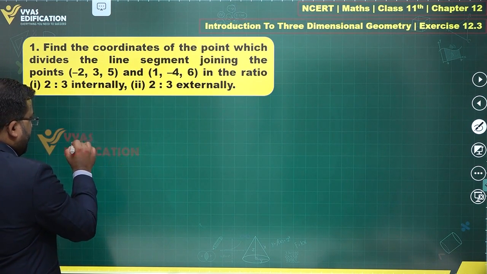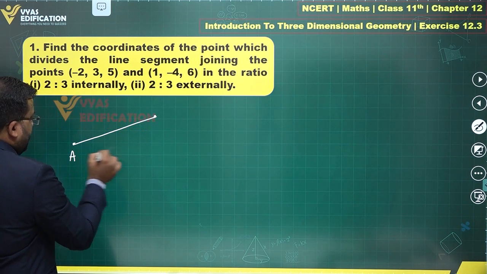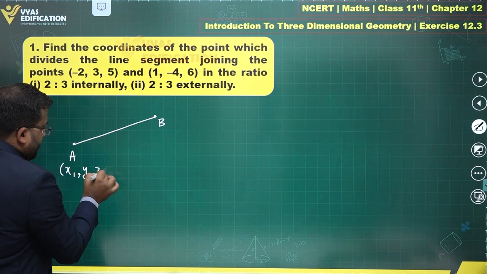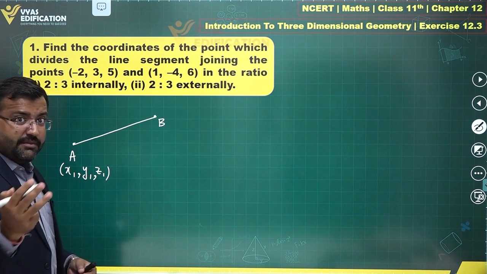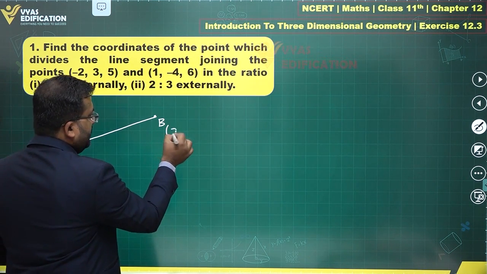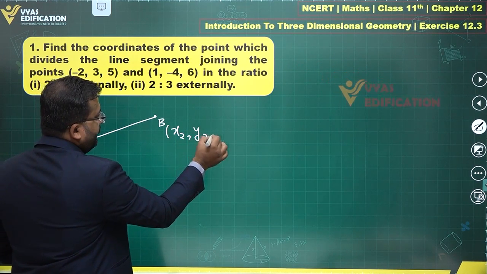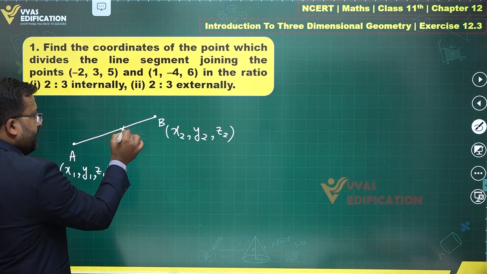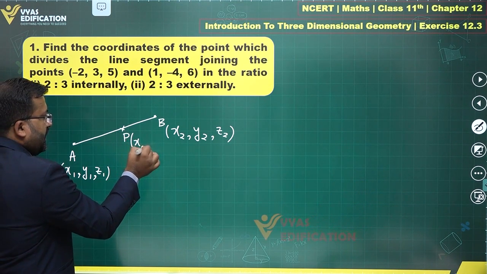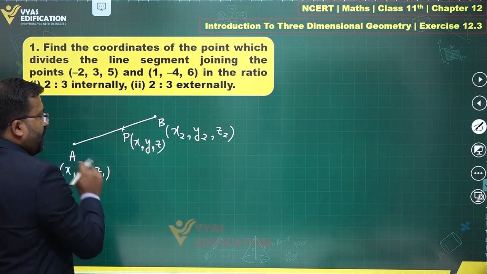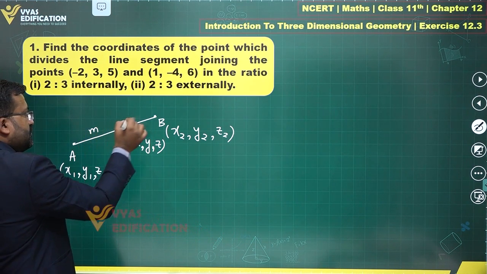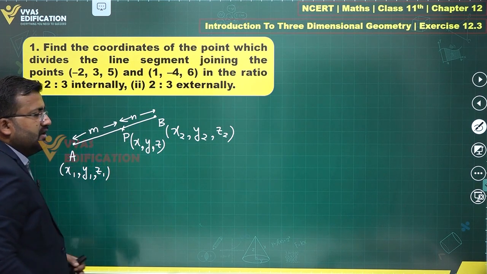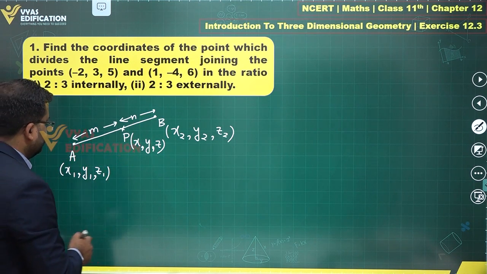Let's say we have 2 points A and B. The coordinates of A being x1, y1, z1. In three dimensions, the coordinates will be x1, y1, z1. This will be x2, y2, z2. Okay. And if we want coordinates of any particular point P, x, y, z, which divides this in the ratio m is to n. This part is m, this part is n. So how will we find this point P?